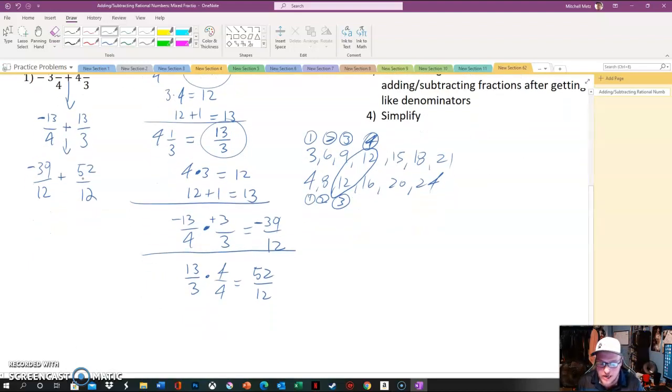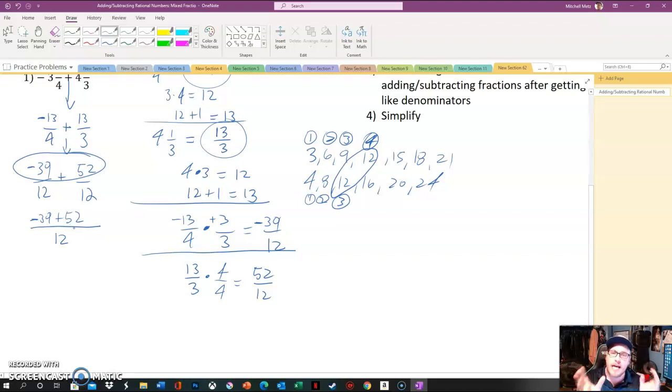So on step 3, we're going to add these. A way to think about this really simply is, I only add the top numbers. I don't add the denominator. So I'm going to make a giant fraction. I'm going to put 12 underneath because this stays the same. I'm not adding them. And then I'm going to rewrite everything on top. Negative 39 plus 52. And now I just use the rules on my integers on the top part.